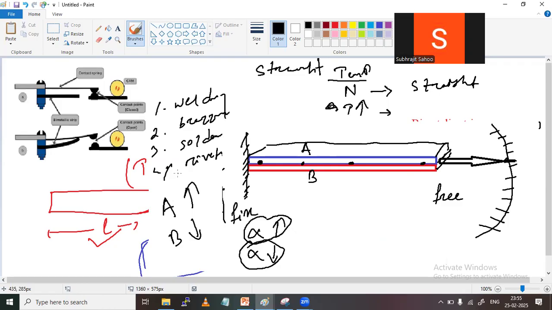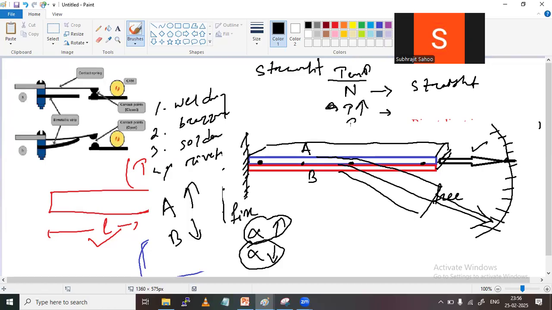So by this kind of combination, what will be the result? The result is that the bimetallic strip is going to bend here, like this. If it bends here, the pointer which was earlier in this position will come to this position. This is one situation when temperature rises.